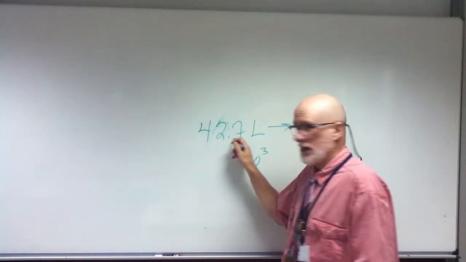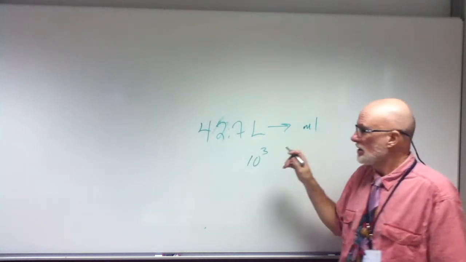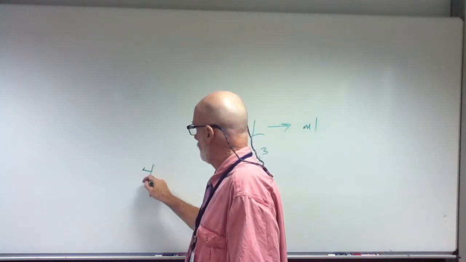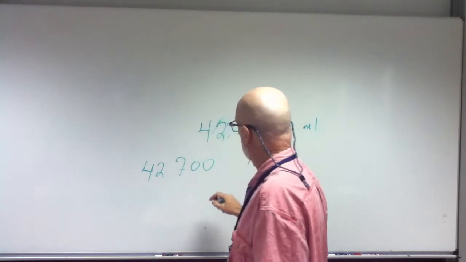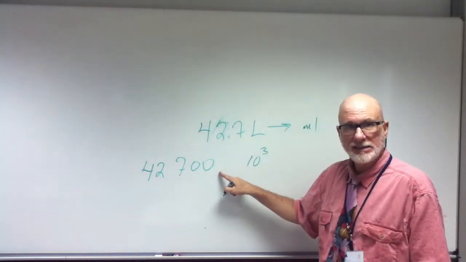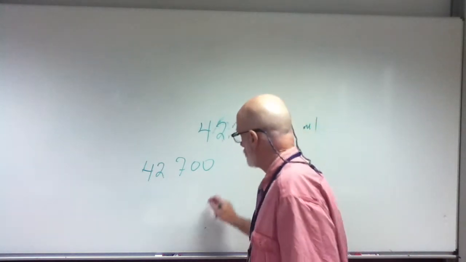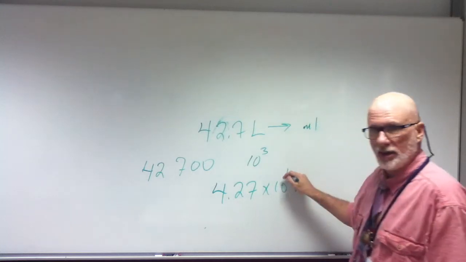So isn't that going to become like 42,000-ish, right? Isn't it? Right? So if I'm going to write that in milliliters, I'm going to say 42,700. Isn't that correct? Yes? Now, what you want to do is you want to put it in scientific notation. So you're going to say 4.27 times 10 to the 4.